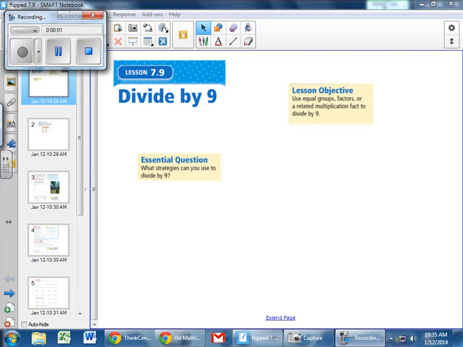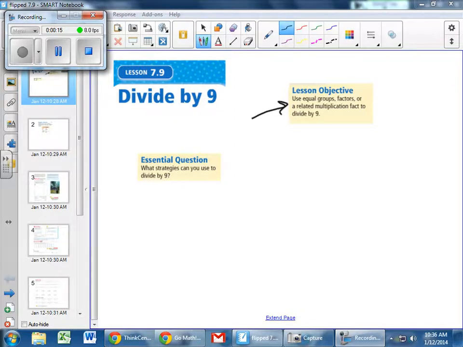Welcome to lesson 7.9. We're dividing by 9 today, so we've gone through all the other numbers before that. So you are on your way to mastering your division facts. Your lesson objective today is to use equal groups, factors, or related multiplication facts to divide by 9.